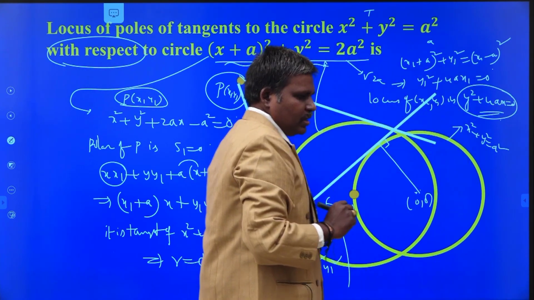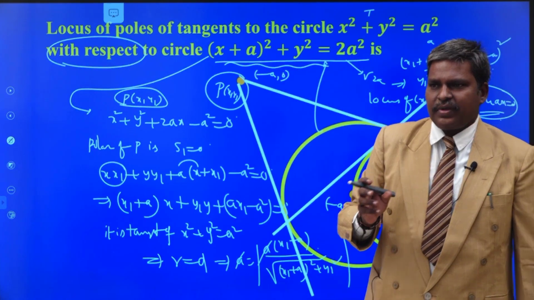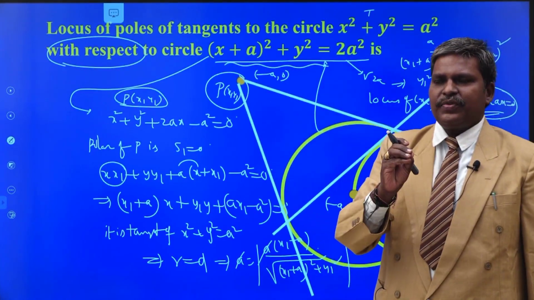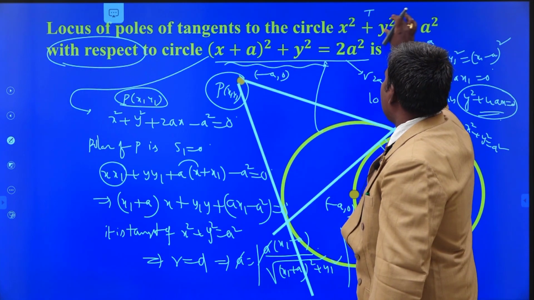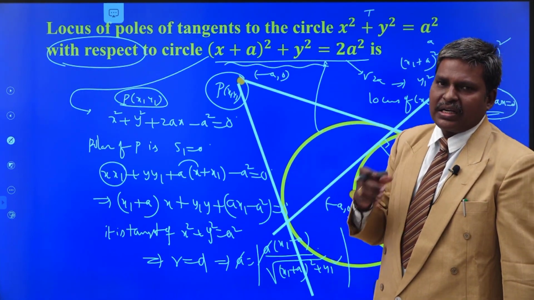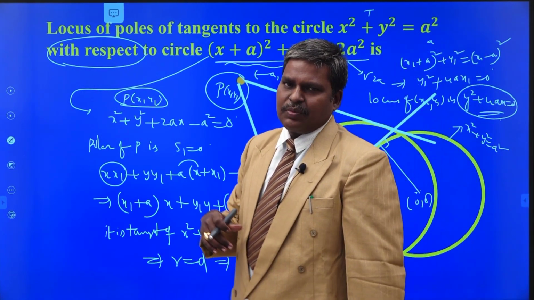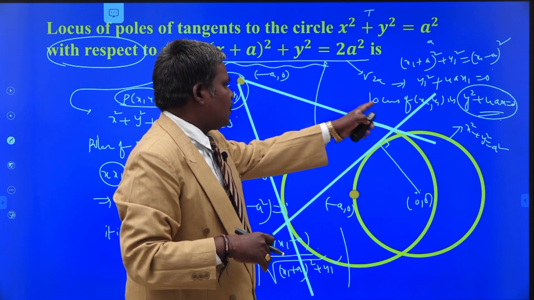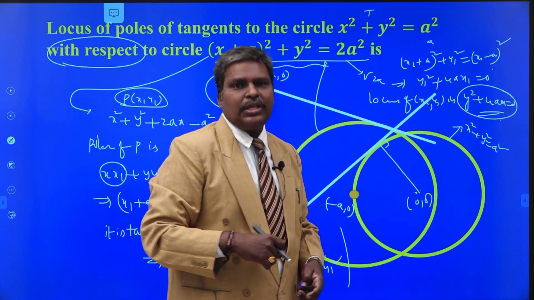In this manner we can crack this problem. So understand that: the polar of a point with respect to this circle is tangent to that circle. You have to collect all such poles, and you get some locus, that is y square plus 4ax equals 0.